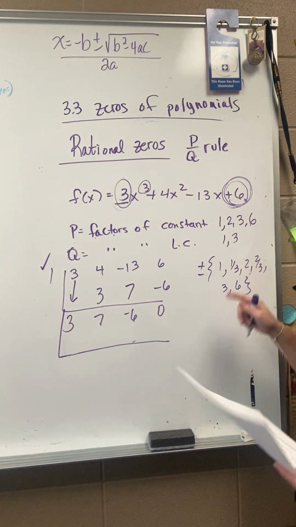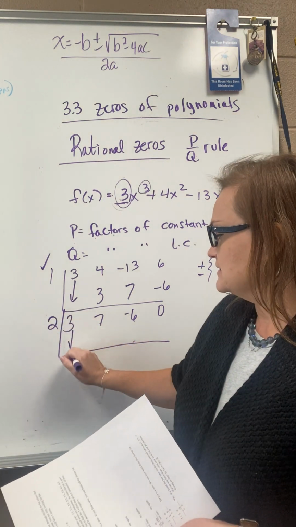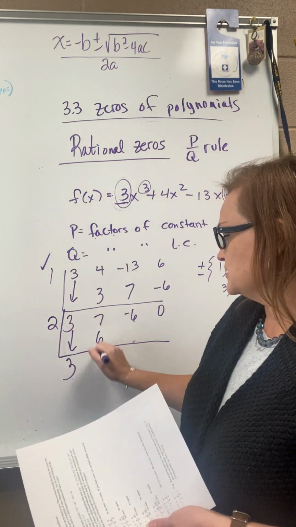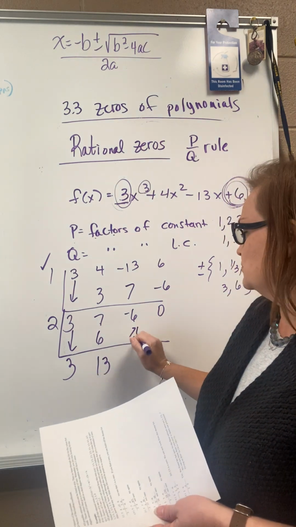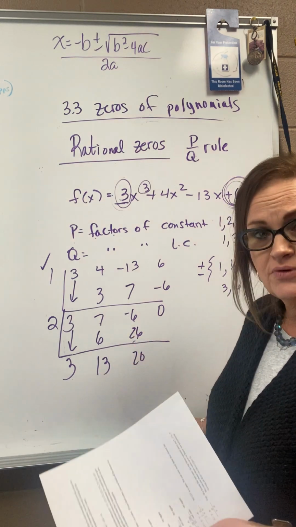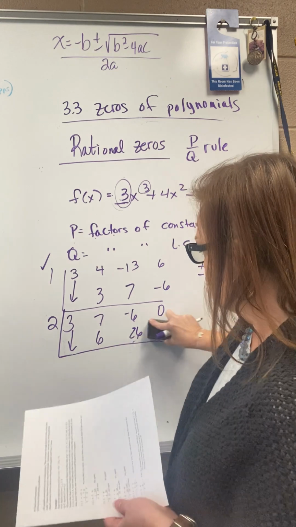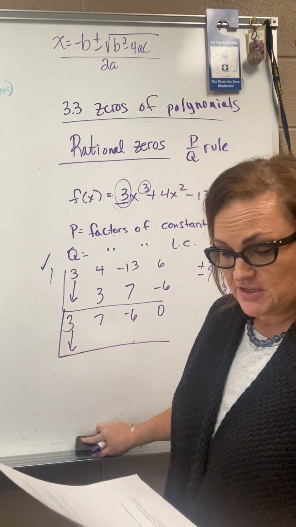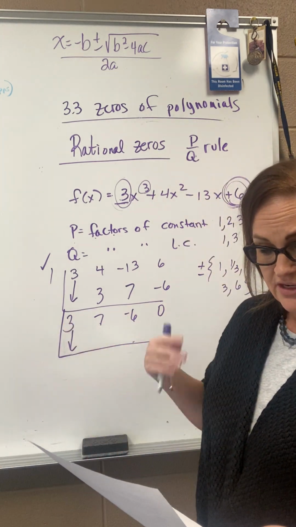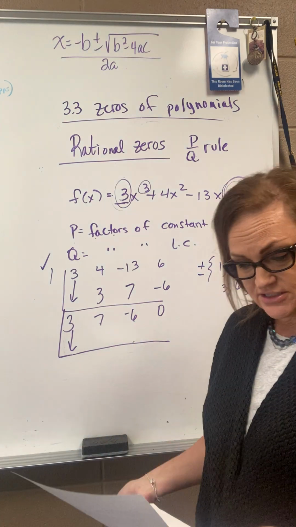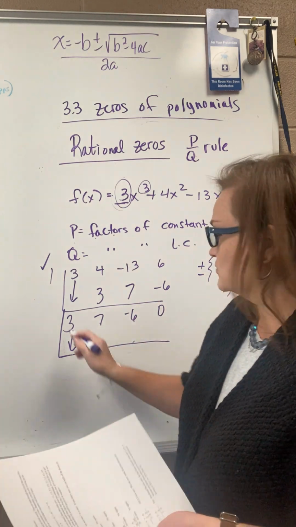So maybe I try 2. If you're going straight down the list. 2 times 3 is 6. That's 13. Nope. That is not 0 either. So I try something else. I tried 3, then I tried 6, then I tried 2/3. 2/3 actually worked for me.